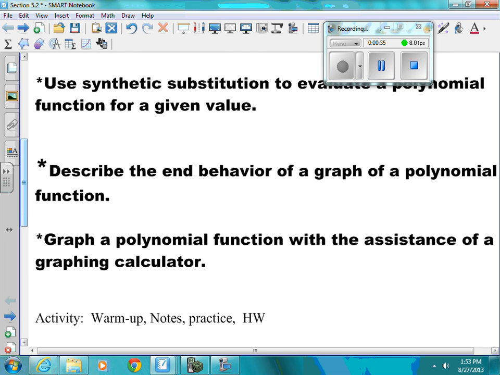So if you have your graphing calculators with you at home, it'd be a good time to get them out and practice. So you have these copied down in your notes for section 5.2 as you'll be turning your notes in or having them checked in class tomorrow.